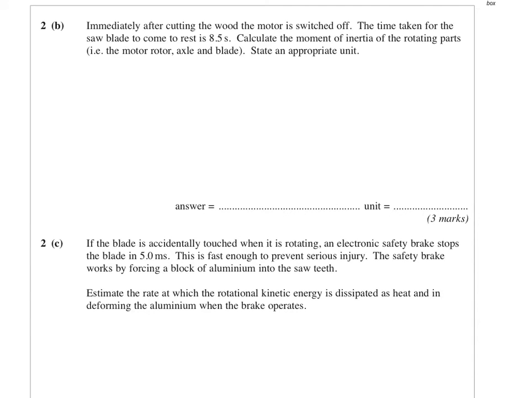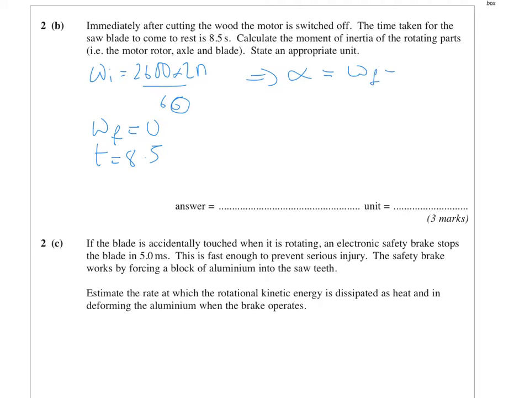Okay, so immediately after cutting the wood, the motor is switched off. The time taken for the blade to come to rest is 8.5 seconds. Calculate the moment of inertia of the rotating parts, stating an appropriate unit. So we know the initial angular speed is 2600 times 2 pi over 60. We know the final angular speed is 0. And we know the time is 8.5, so from that we can calculate the angular acceleration. It's going to be omega f minus omega i over 8.5.